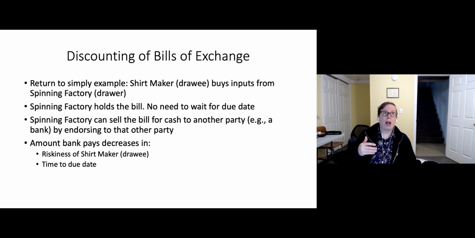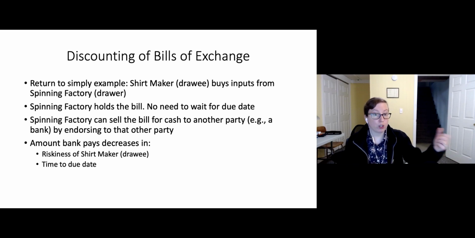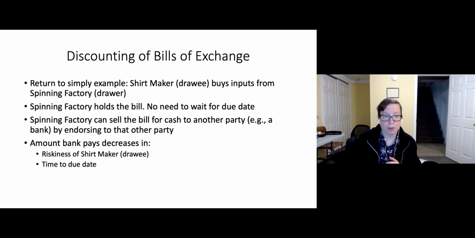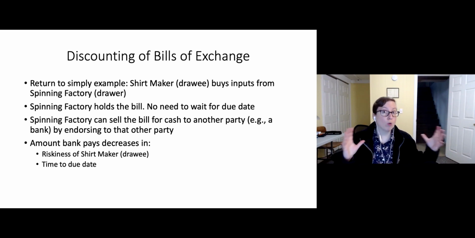So think about how much the bank would be willing to pay in cash for the bill. The amount the bank is willing to pay is going to decrease in the riskiness of the first payer, the shirt maker, and potentially any other endorsers on the bill. And the amount the bank is willing to pay is also going to decrease in how long they have to wait to get paid.